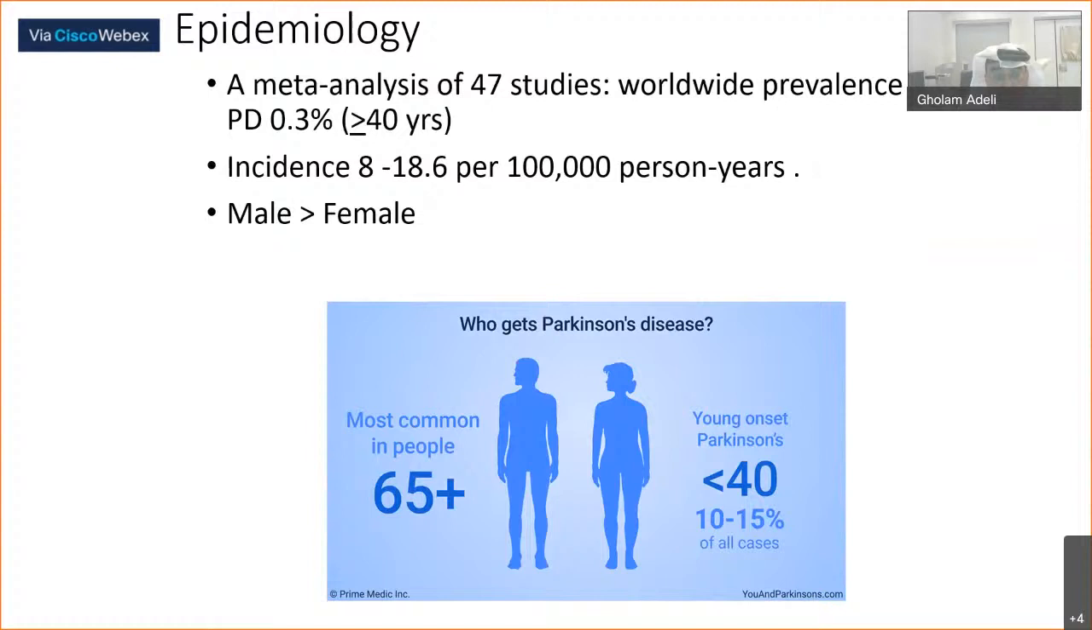Its prevalence is around 0.3%. We're talking about disease onset above 40 years old, and an incidence of around 18.6 per 100,000 persons per year. And there is a male predominance over female.